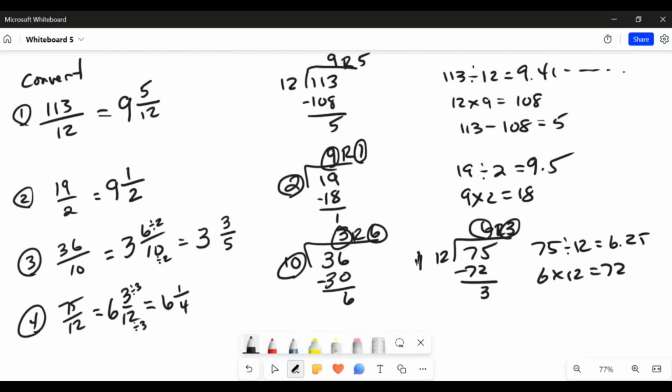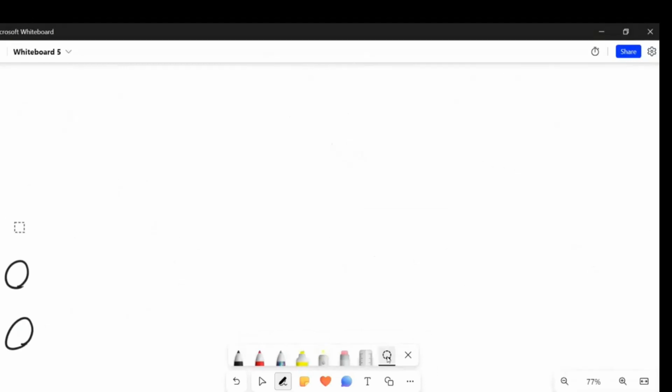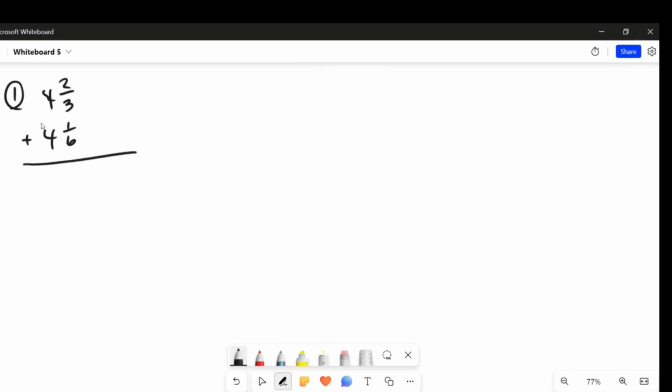All right. Let's skip down now to the next section. In the next section, we are adding mixed numbers. No, just adding. So number 1 on the new section, on the second page, we have 4 2/3 plus 4 1/6.